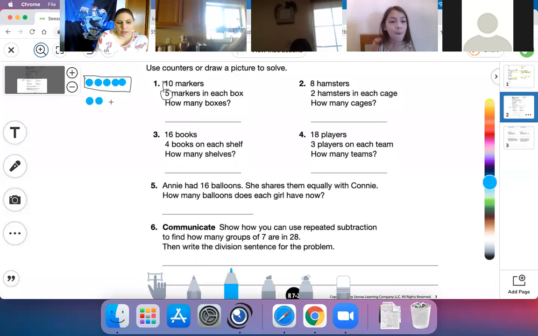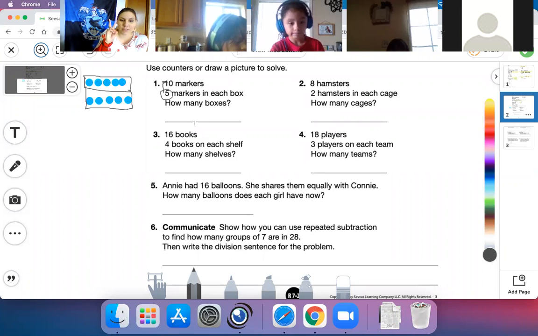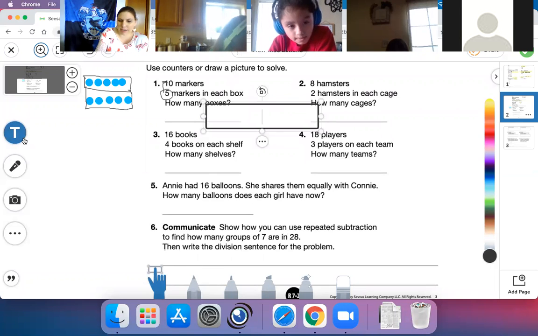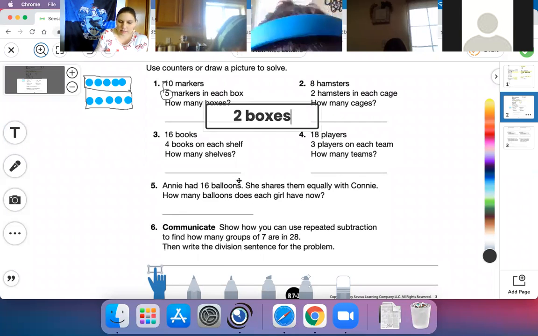6, 7, 8, 9, 10. There's another box. Now I've gotten to 10. There are 5 markers in each box. How many boxes are there? 2. There are 2 boxes. Yes. So we know that 10 divided by 5 is 2 boxes.